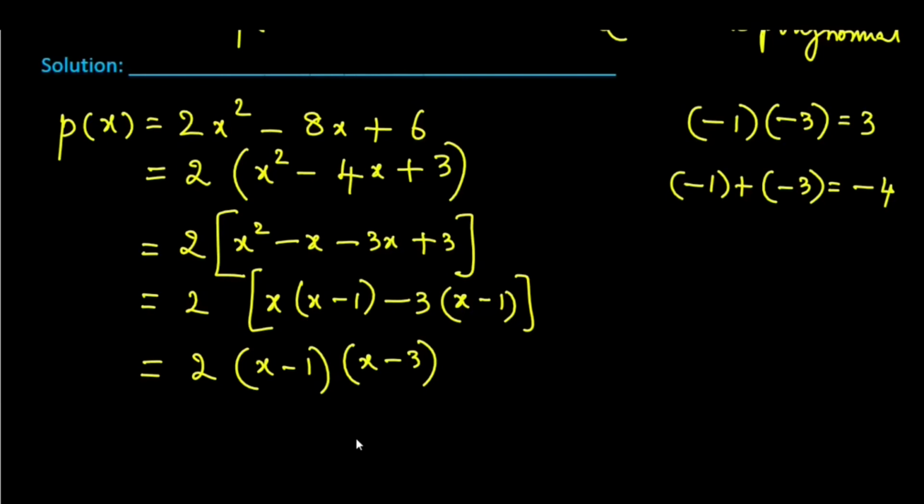Now we can equate this one to 0. P of x equal to 0 to find zeros.